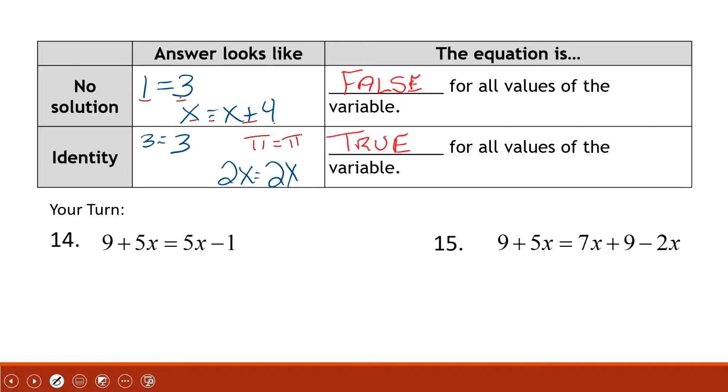So again, there are two examples for you. Work through them. Figure out, is there a solution? Is there no solution? Is there an infinite amount of solutions, or all real numbers? And then come back and check your work.